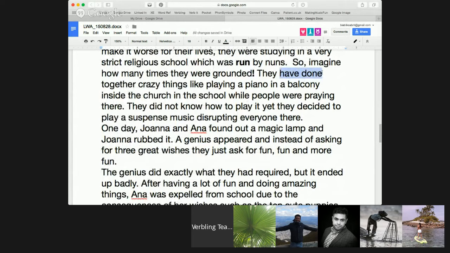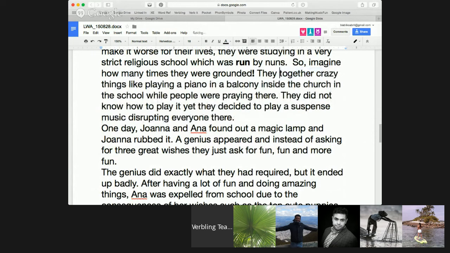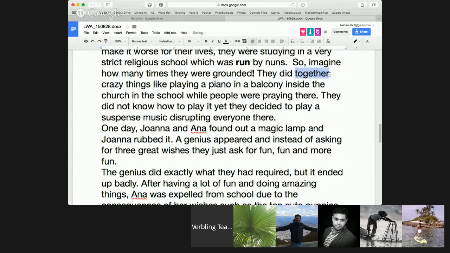We don't want to have the present perfect because we're talking about a story in the past. So they did. They did crazy things together.